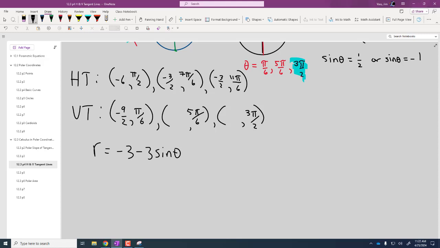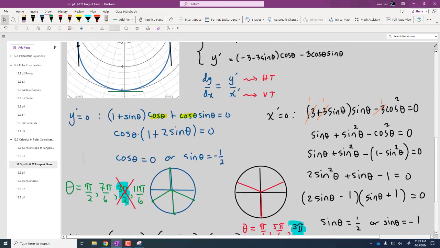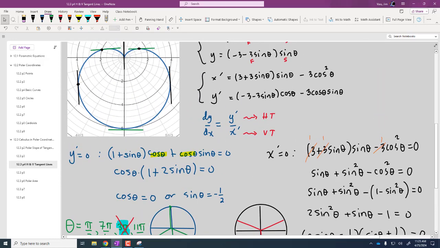When we plug in 5 pi over 6, sine of 5 pi over 6 is also 1/2. So we get the same thing. When we plug in 3 pi over 2, sine of 3 pi over 2 is -1. So we get 0. So that'll be the 3 verticals. So 0, 3 pi over 2. We come to 3 pi over 2, but then we go 0. That's going to be our vertical tangent.